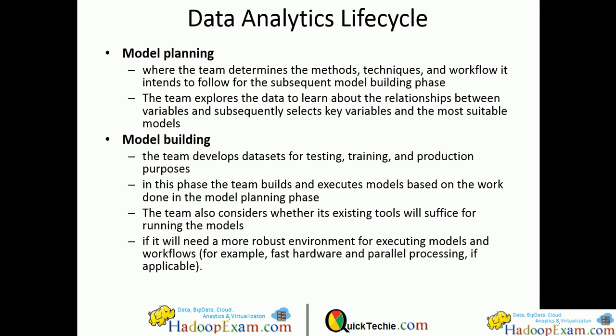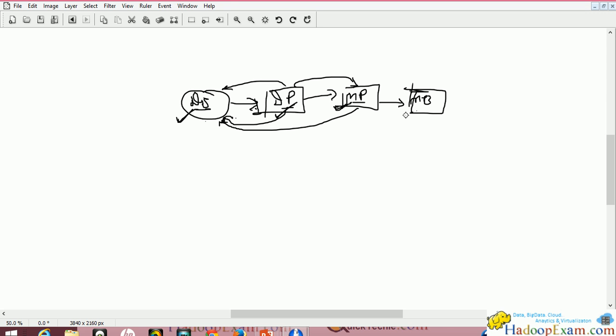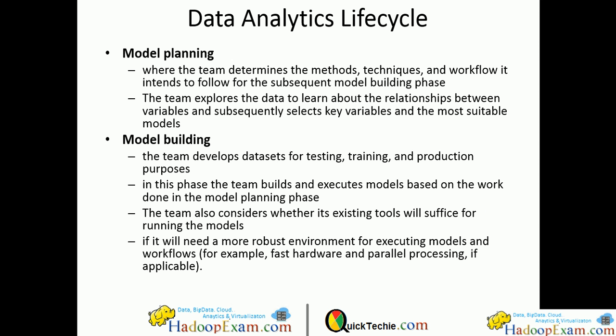In this phase, the team builds and executes a model based on the work done in the model planning phase, correct? So now your data is prepared and you know which model you want to use. So the actual execution you do over here. Again, this is phase 4, P4, I'll just write. Again, based on your output, you can go back or you can stay here.